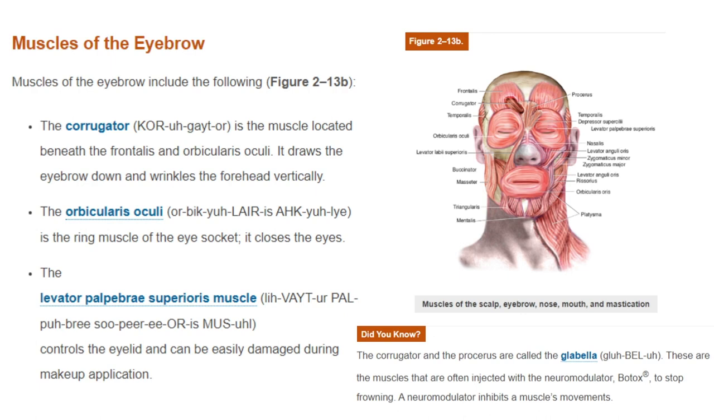Did you know? The corrugator and the procerus are called the glabella. These are the muscles that are often injected with the neuromodulator, Botox®, to stop frowning. A neuromodulator inhibits a muscle's movements.